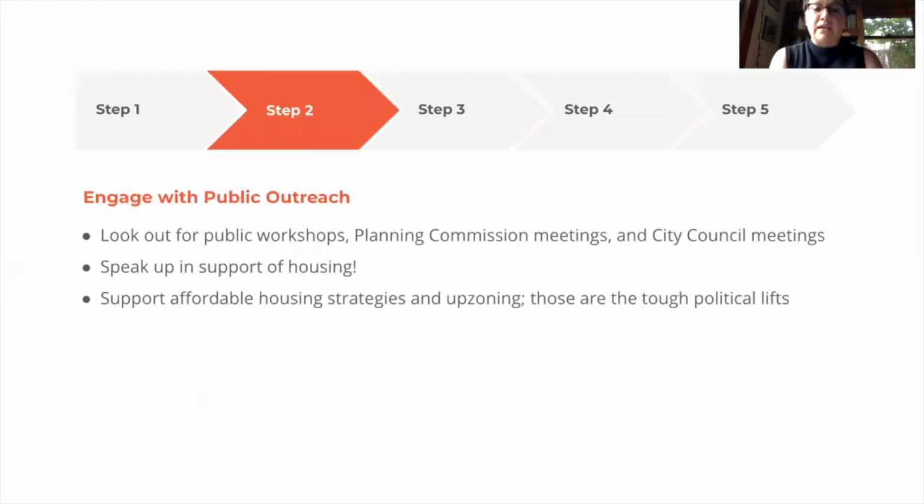Second step, engage with the public outreach. Keep your ears out for those public workshops, for the Planning Commission meetings, City Council meetings, and speak up. You may not be opining on specific things that they have in their documents, but even just saying, hey, I am a resident here, or I'm a resident of the region. Affordable housing is a huge need for me. This is my story. So I really hope you support affordable housing in the housing element.